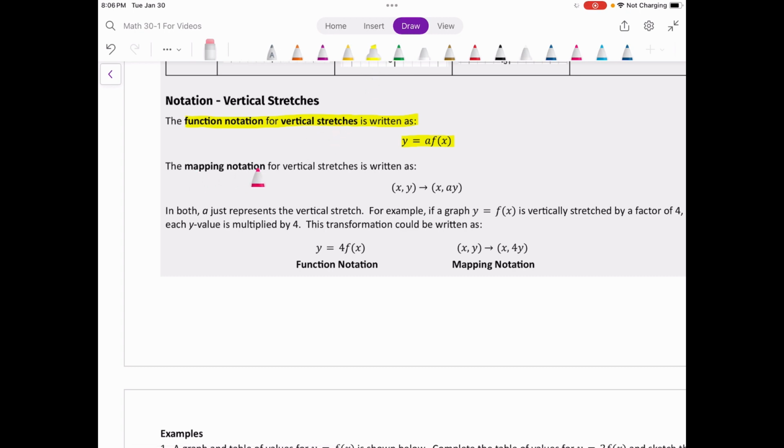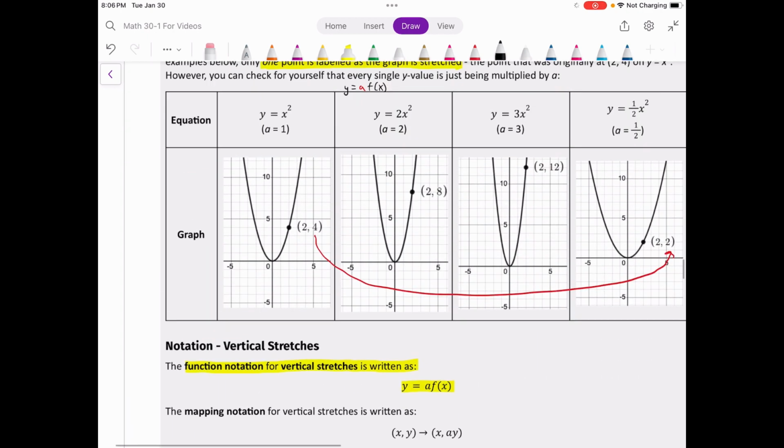Mapping notation, remember, is a little more direct. It's really like instructions. If you had a point (x, y), to get the new transformed image point, what do you do to each thing? Well, x gets left alone, right? We're vertically stretching it. We're multiplying the y values by a. We're not doing anything to the x's, right? So x is still whatever x was before, but y has become a times y, right? y has become a times y. That checks out, right?